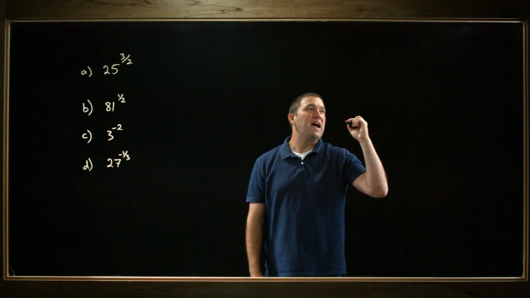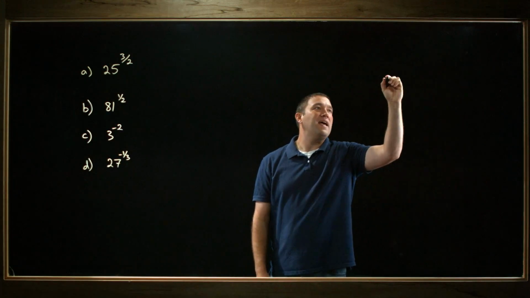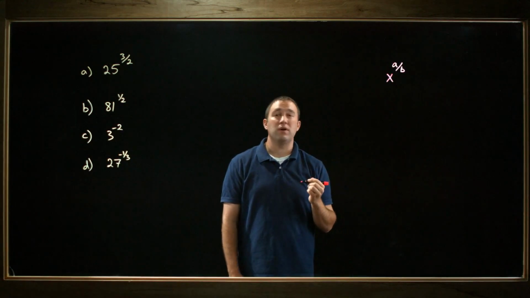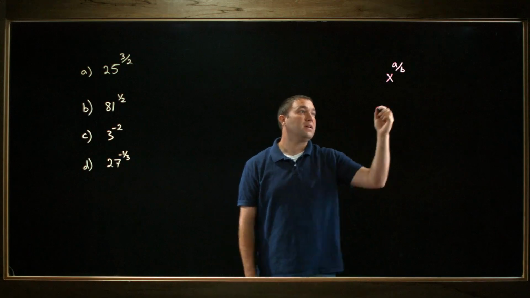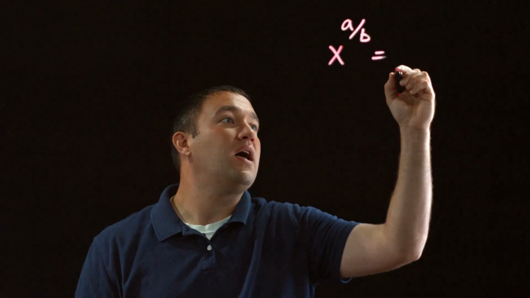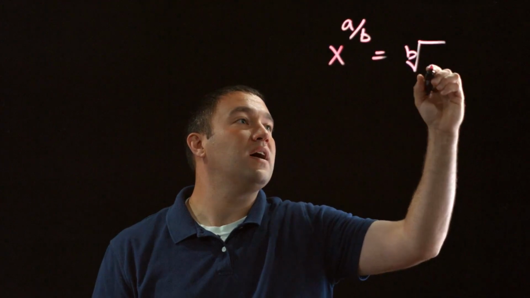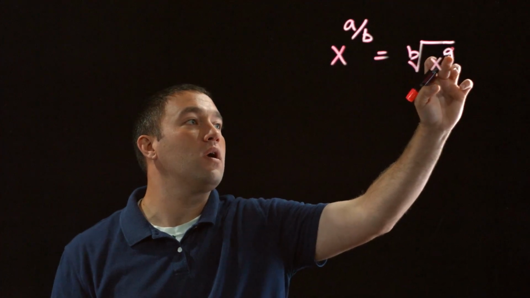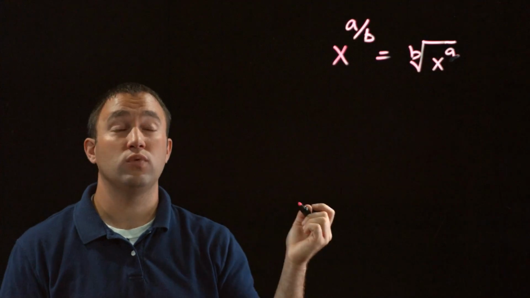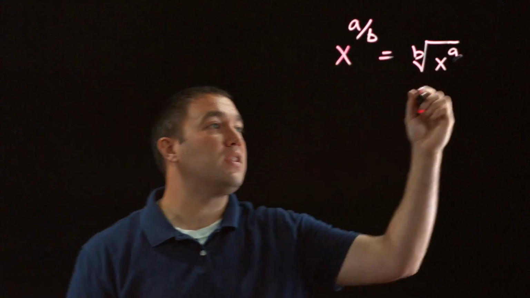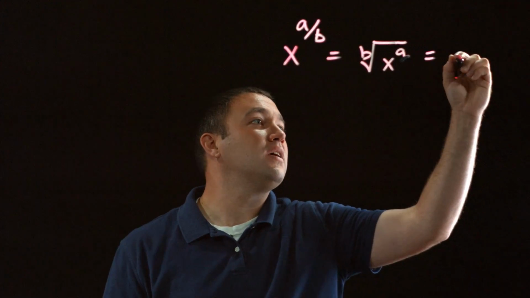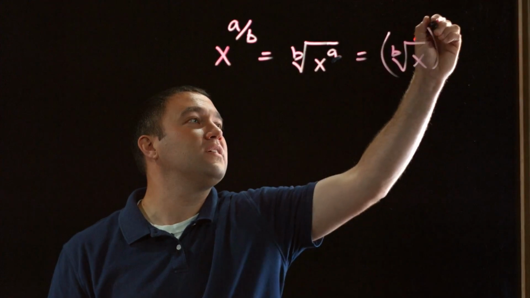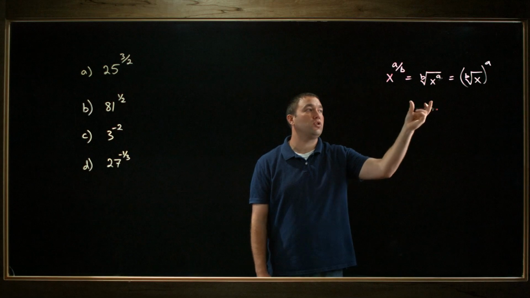So suppose I have something that looks like x raised to the a over b, where a and b are integers. What does this mean? This really means either the bth root of x to the a, where I raise x to the a power and then take its root with respect to b, or if you like, the bth root of x all raised to the a power. You kind of have options. You can go whichever route you want.